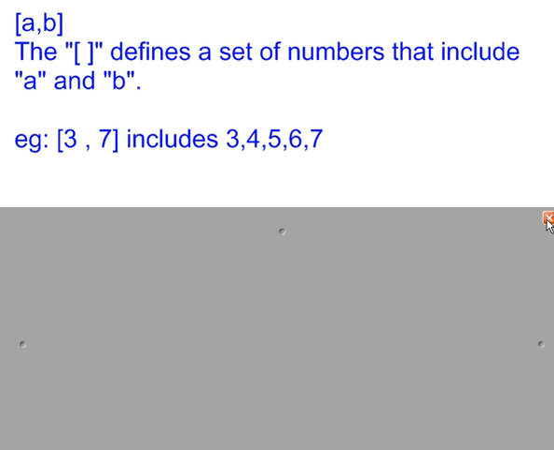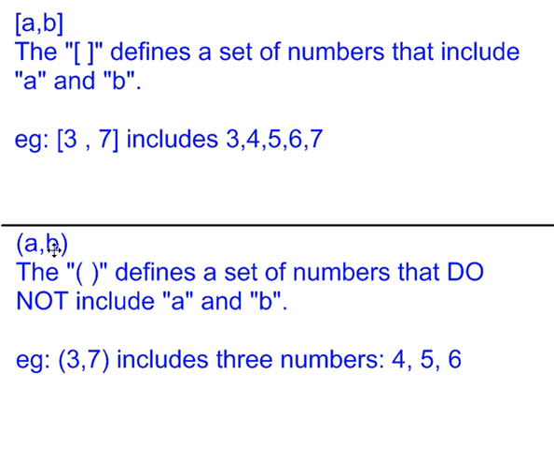In contrast to that, we have the parentheses. So as an example, I have a and b inside the parentheses here. The parentheses symbol defines a set of numbers that do not include a and b. So for a and b here, everything in between a and b is included, but a and b is not included. Or think about it this way. We have 3 and 7 inside this parentheses. That only includes the numbers in between 3 and 7, but not 3 and 7. So 3 and 7 in parentheses only includes 4, 5, and 6.